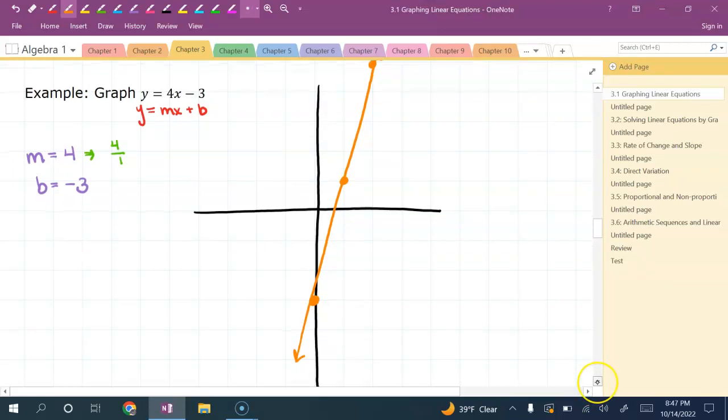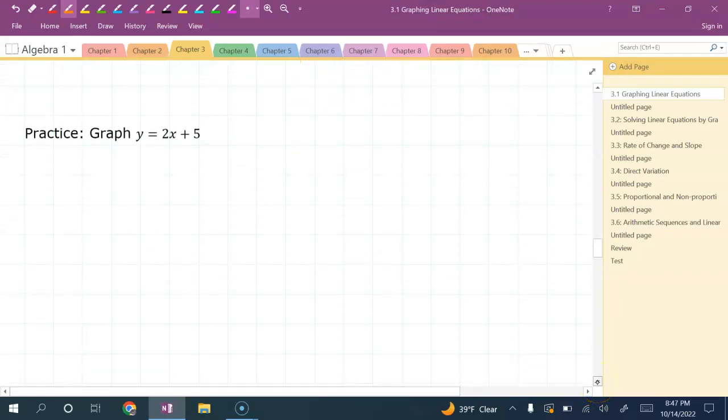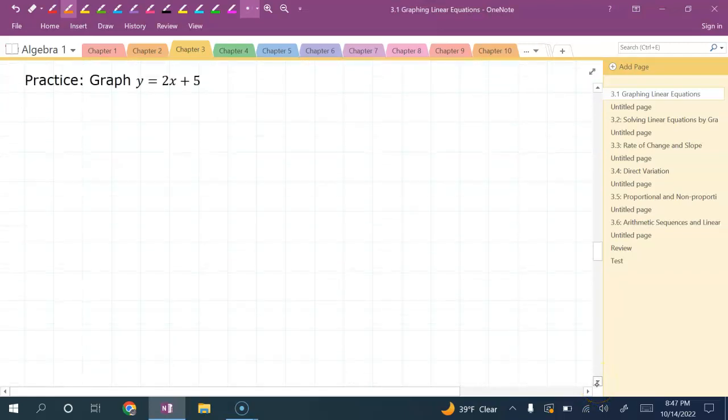So I want you guys to practice this here. Go ahead and start with this practice problem. Graph y equals 2x plus 5. Start by identifying your slope and your y-intercept, and then go ahead and graph.